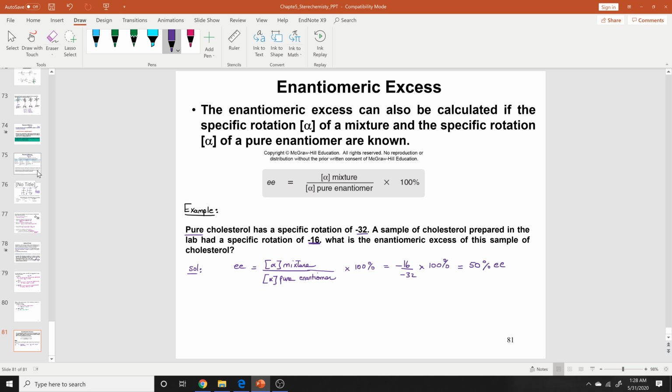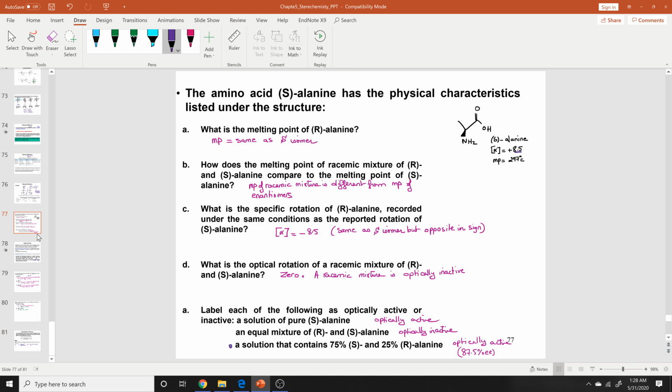Coming back to whatever we were talking about. A solution that contains 75% S and 25% R aniline is optically active. Why? Because it doesn't contain 50%, 50%. If we want to check the enantiomeric excess, you have more S than R in this case. Since you have more S than R, it is optically active. If it was 50% S, 50% R, it would be optically inactive, an equal mixture of R and S. But here the mixture is different.